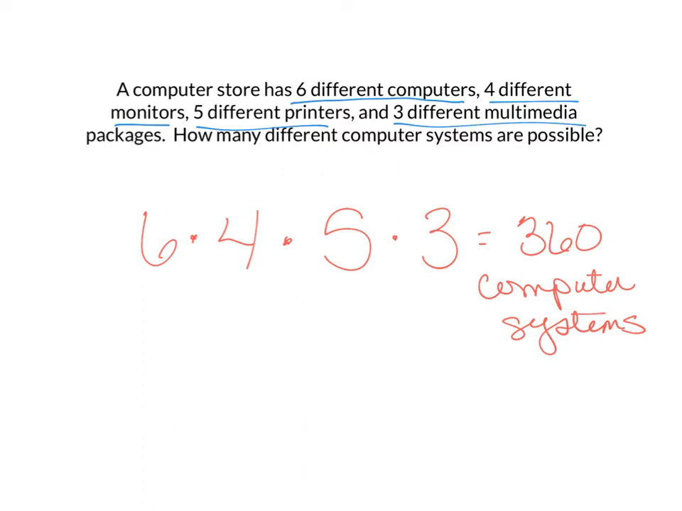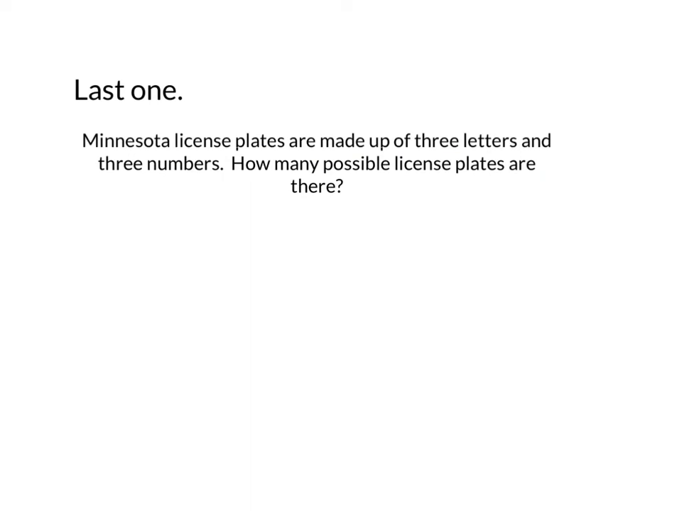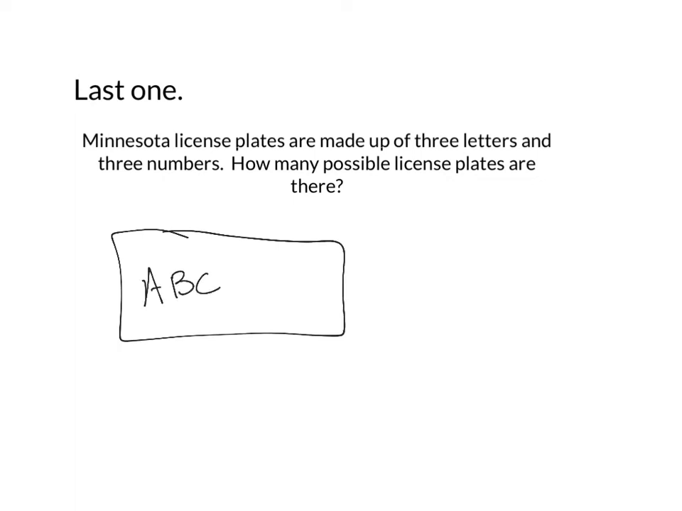Let's do a big one. Let's do the last one. This one's a big one. Minnesota license plates are made up of 3 letters and 3 numbers. How many possible license plates are there? So if you look at a Minnesota license plate, just a regular one, usually there are 3 letters and then 3 numbers. So let's talk about the different possibilities.